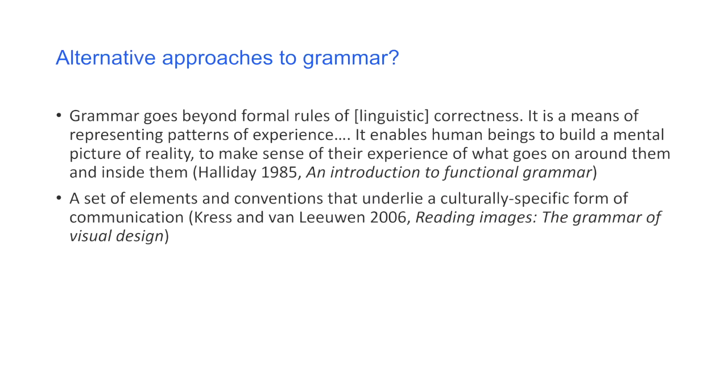So Kress and Van Leeuwen, in a very interesting book that you might want to have a look at called Reading Images, call grammar a set of elements and conventions that underlie a culturally specific form of communication, which is really the definition that we sort of arrived at earlier on in the lecture today. A set of elements and conventions that underlie a culturally specific form of communication.